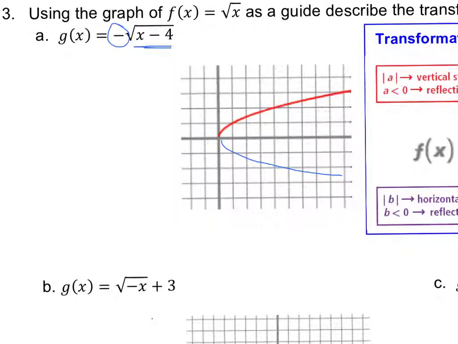So certainly, we would reflect f of x across the x-axis, and that would look something like this, but then we are also translating that 4 units to the right. So we'd be starting here instead, and then we would have the same shape. We're just shifting it 4 units to the right. So this would be our g of x, and we have our original f of x in red.